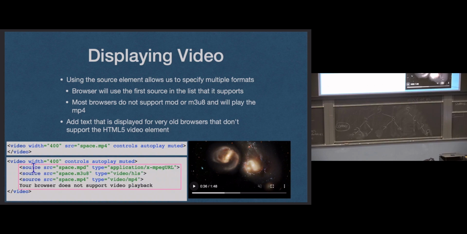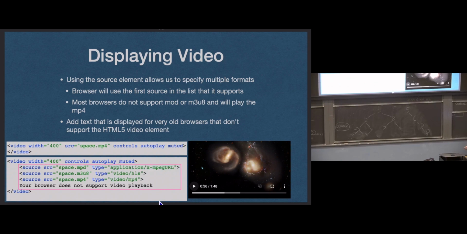And what the browser will do is look through these sources and respect the order that we have the sources in and play the video in the first format that it supports. So in this example, we have an MPEG source, an HLS source, and an MP4 source. Most browsers, Chromium-based browsers, don't support these first two formats by default. So it'll skip these first two formats and default to the MP4 format for this video. If we have a browser that does natively support those other formats, it'll use the first one that it supports. If it supports all three, it's going to use the first one that we list.